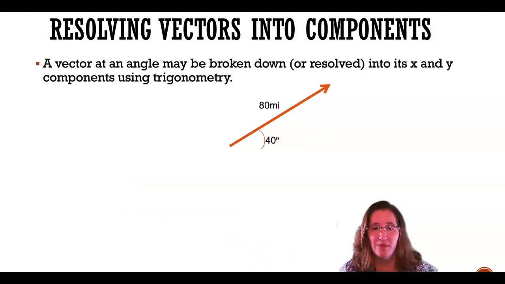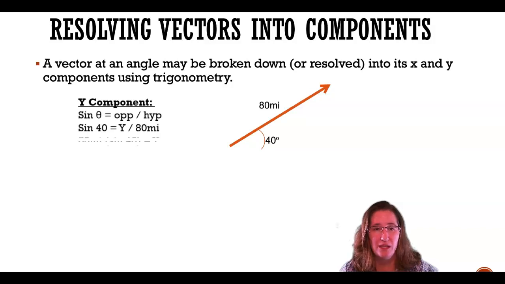So we're going to do the same thing and find the y component. The y component is going to be opposite over hypotenuse. So my opposite is going to be here, and my hypotenuse is 80.